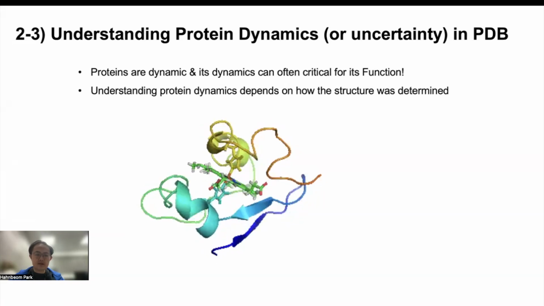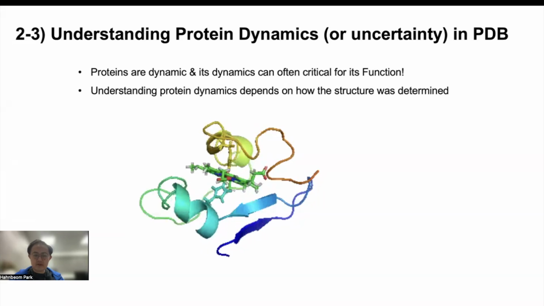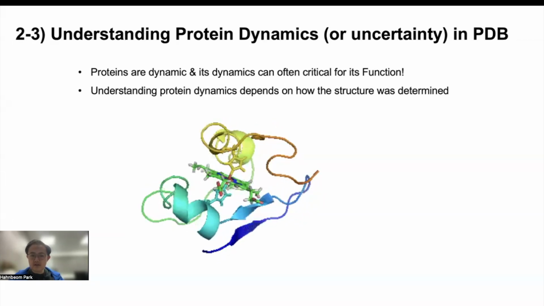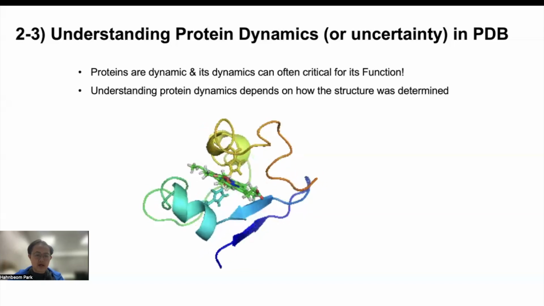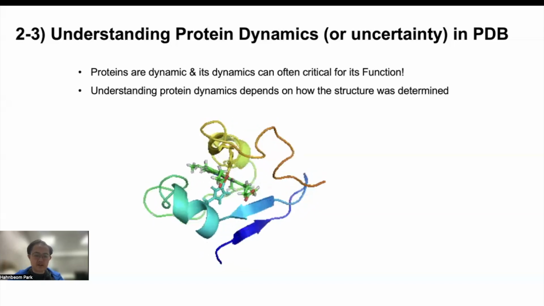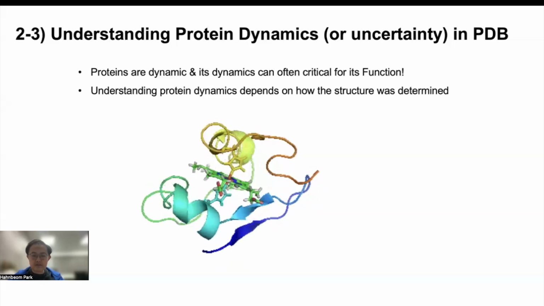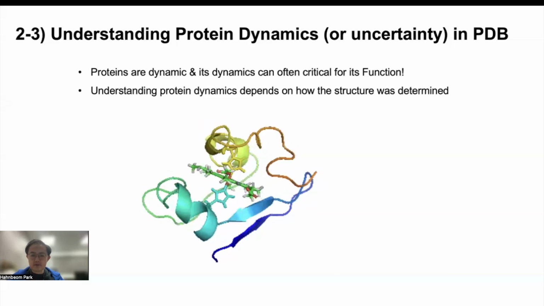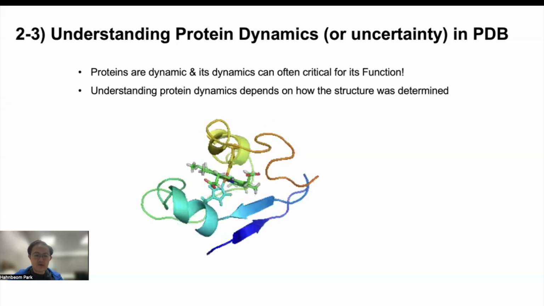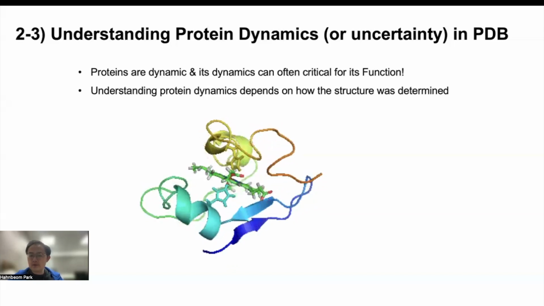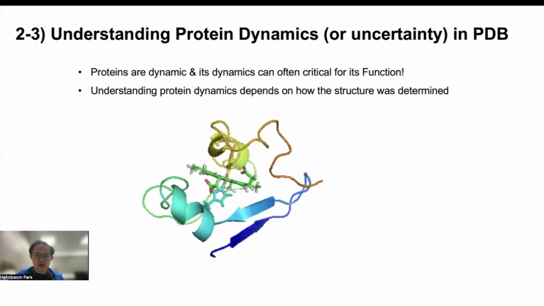But the issue is that getting the information of protein dynamics from static structures, what I mean is the deposited structures in PDB, is not easy because they are static. How you can get the dynamics information from PDB largely depends on how the structure was determined, and what that means is whether the method is crystal structure, NMR, or cryo-EM. So in the following sections, we'll discuss how you can get the protein dynamics information from each method, starting from NMR structure.